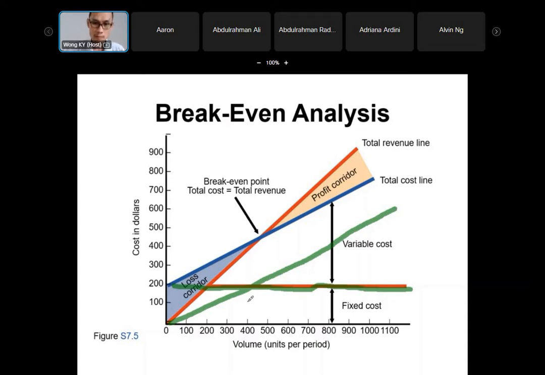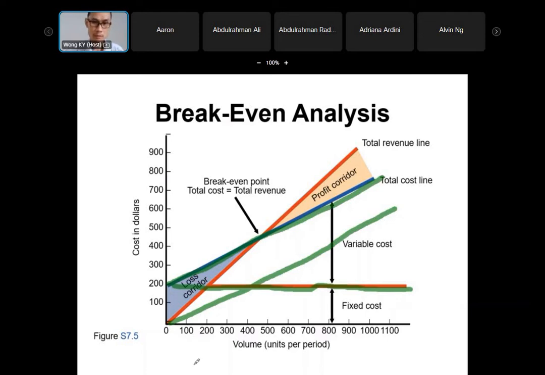Now, if you add up the variable cost line and the fixed cost line, these two lines in green color, we get the total cost line, this line in blue color. Common sense, right? If you add this green line with this horizontal line, we are just shifting up the line. So this is the total cost line. Total cost equals the variable cost plus the fixed cost.